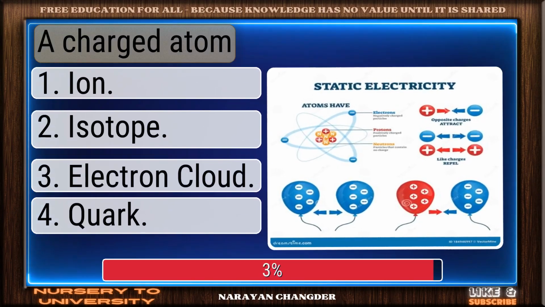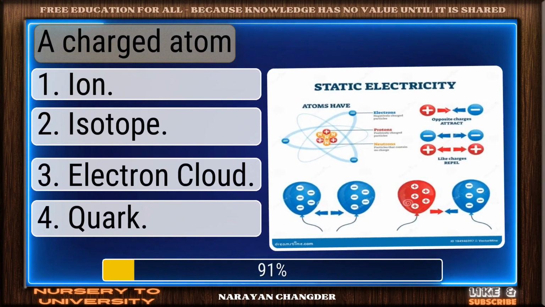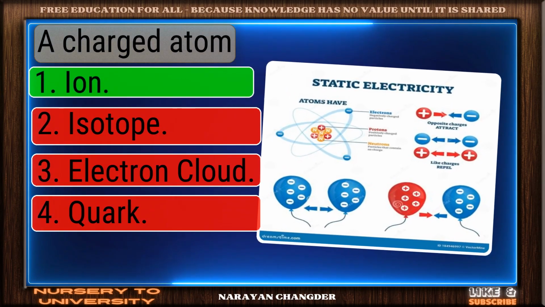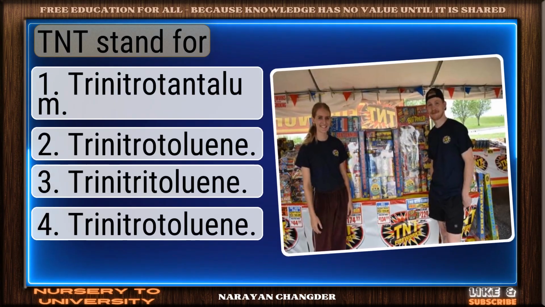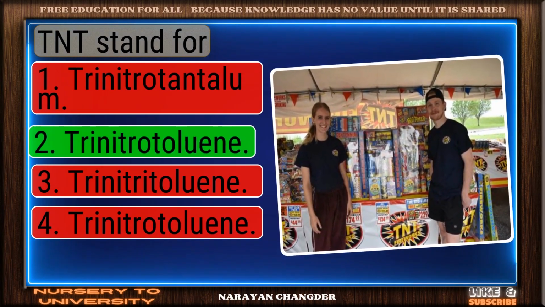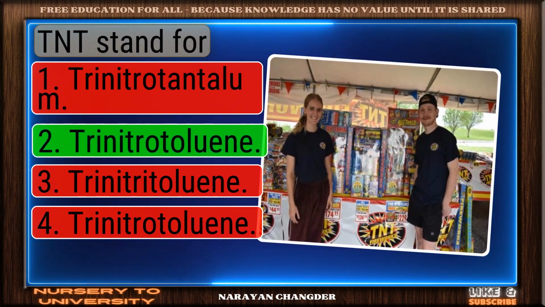A charged atom. Clear logic. Your choice, ion, is sound and 100% true. TNT stands for... Correct. Trinitrotoluene is the right answer.